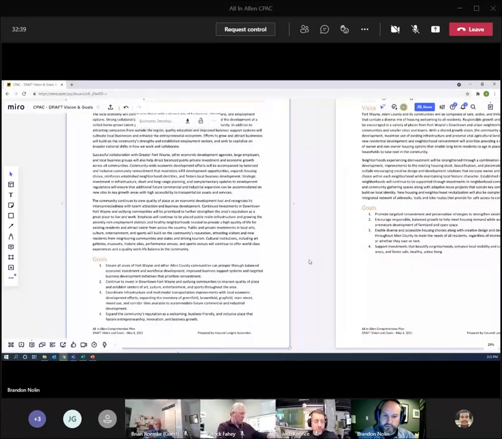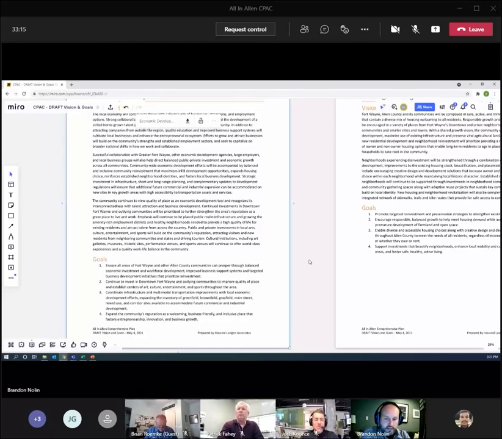Goal 1 is ensuring that Fort Wayne and Allen County communities prosper through balanced economic investment and workforce development, improved support systems and targeted business development initiatives that prioritize reinvestment. 2 was continuing to invest in downtown Fort Wayne and outlying communities to improve quality of place and establishing centers for art, culture, entertainment, and sports throughout the area. 3 was coordinating infrastructure and multimodal transportation improvements with local economic development efforts. So again, making sure you're tying the 2 together as you're looking to expand the inventory of various types of sites to accommodate future commercial and industrial.